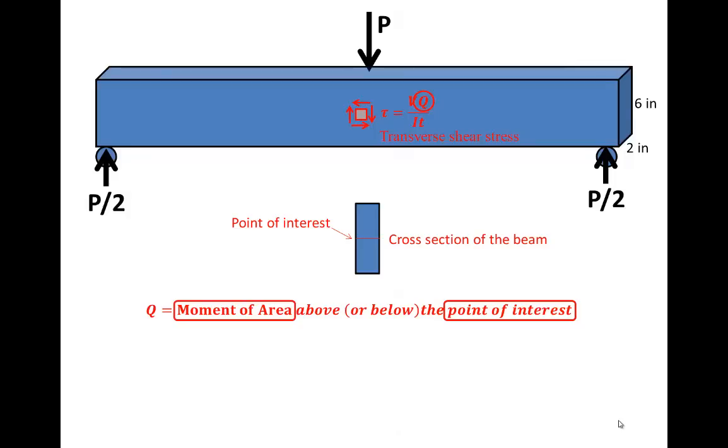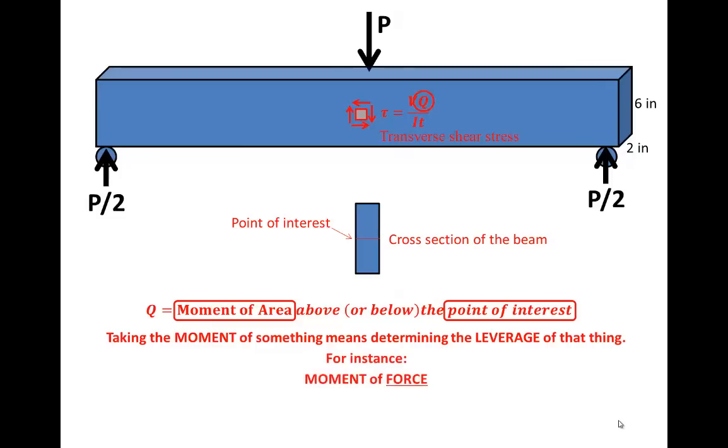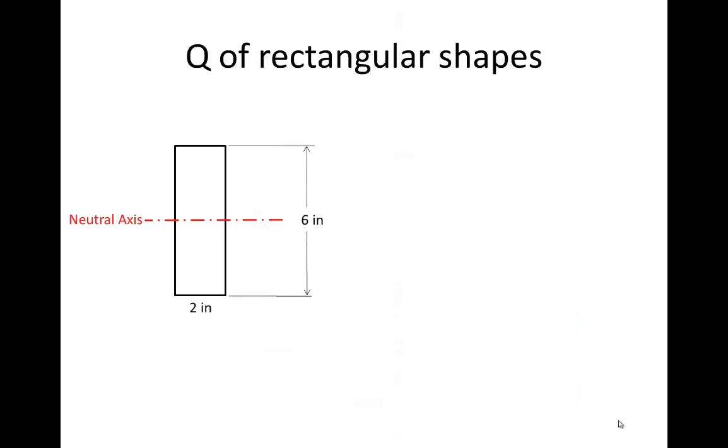Now let me explain what is meant by moment of area. Taking the moment of something means determining the leverage of that thing. For instance, taking the moment of force is the leverage of force, or force times the leverage distance. Therefore, the moment of area is the leverage of the area, or the area times the leverage distance. So now let's review how to calculate Q of a rectangular shape.